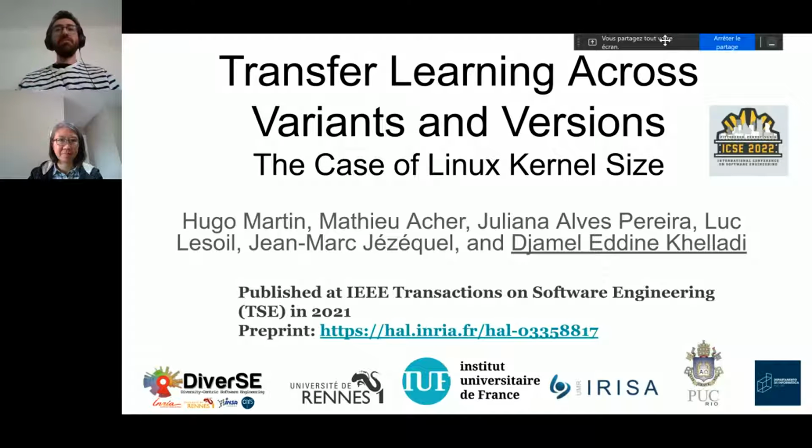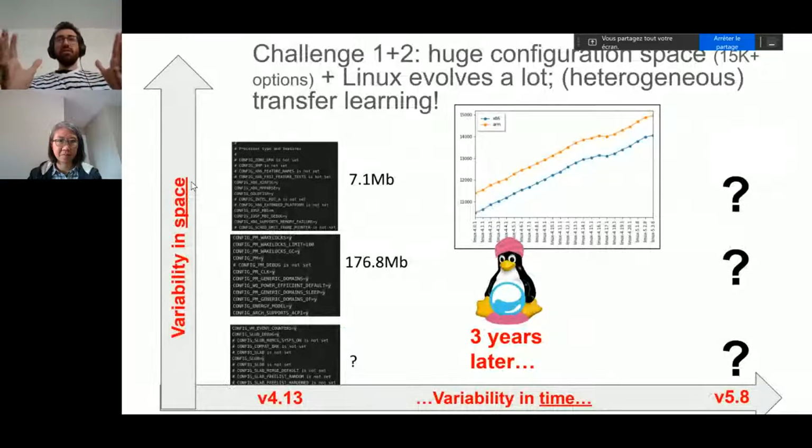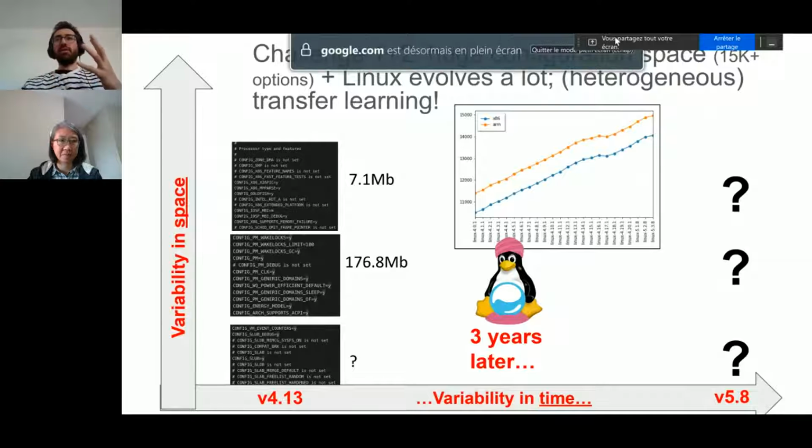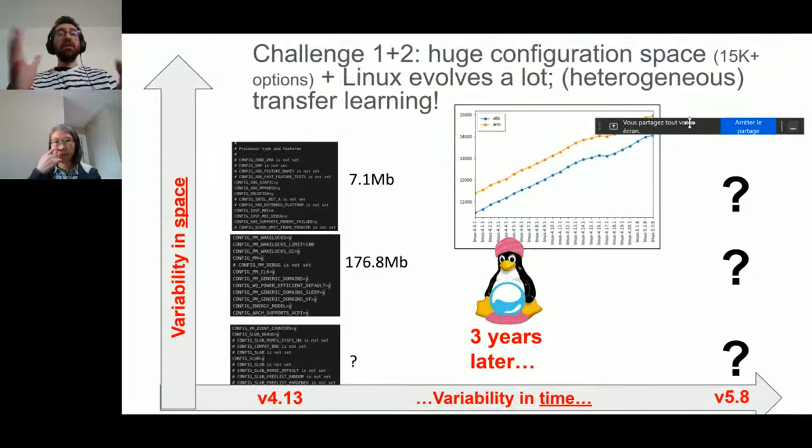I'm Jamaldin Kaladi. I'm going to present on behalf of Mathieu Haché at the last minute. Sorry for this. So our paper, transfer learning across variants and versions in the specific case of Linux kernel size. The context in which this work occurs is that we aim to tackle huge configuration spaces, and for this we chose the case of the Linux kernel, and to build prediction models for various purposes. So we want to address the variability in space.